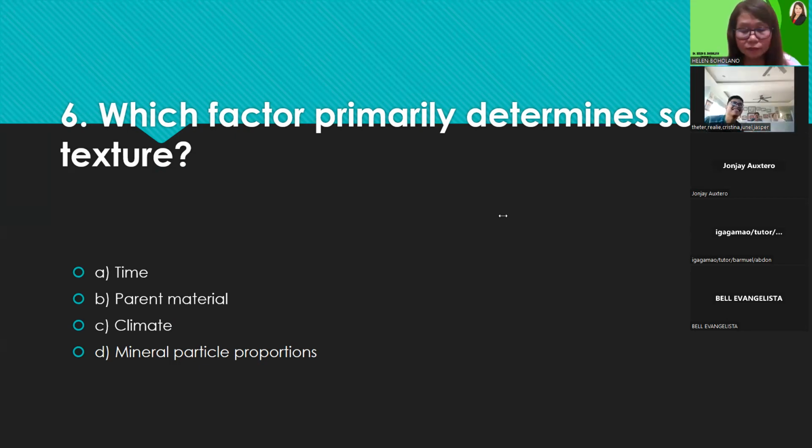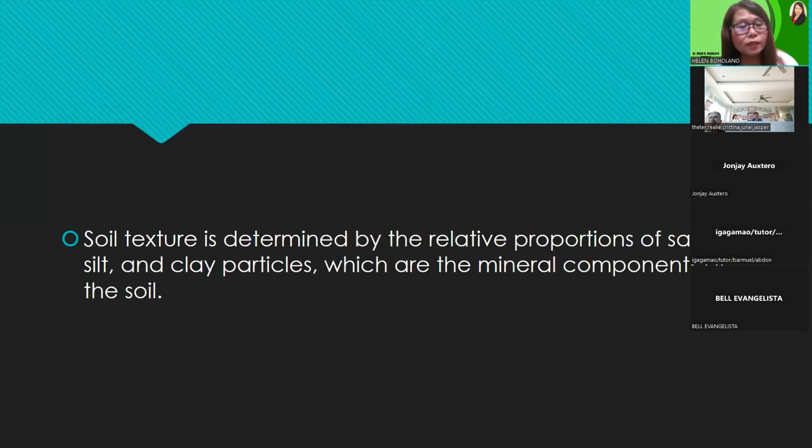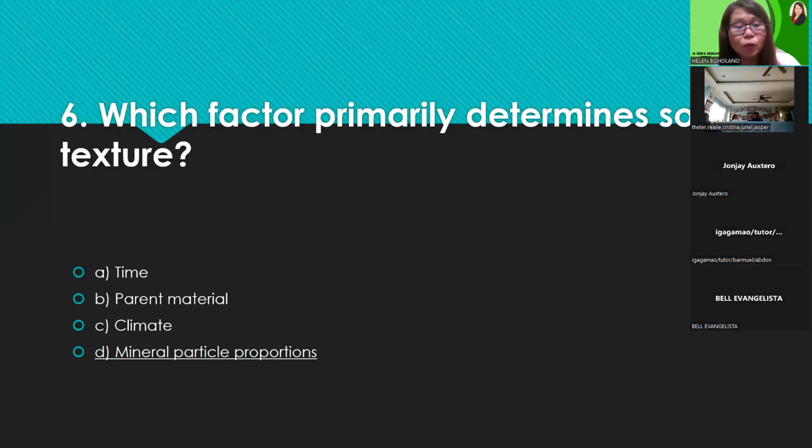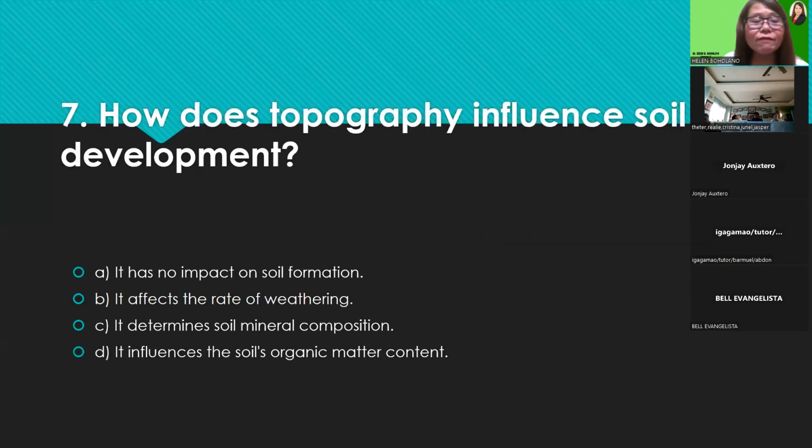Let's check. So the right answer is D. Some are correct, some are wrong. Don't worry, keep fighting. So, soil texture is determined by the relative proportions of sand, silt, and clay particles, which are mineral components of soil. So, mineral particle proportions.